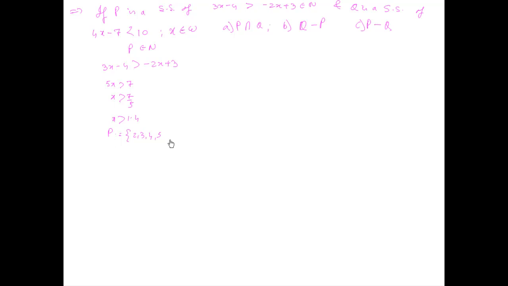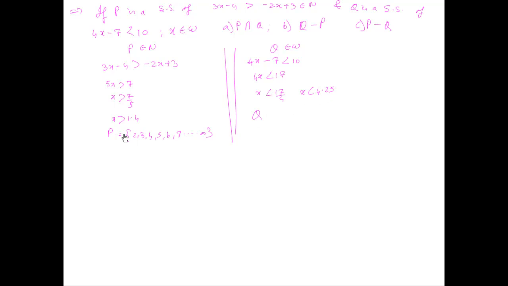P is equal to 2, 3, 4, 5, 6, 7 till infinity. Now we'll do the same thing for Q, children. Q, which belongs to whole numbers, that's 4x minus 7 is less than 10, 4x is less than 17, x is less than 17 by 4. So that's 4.25, x is less than 4.25.